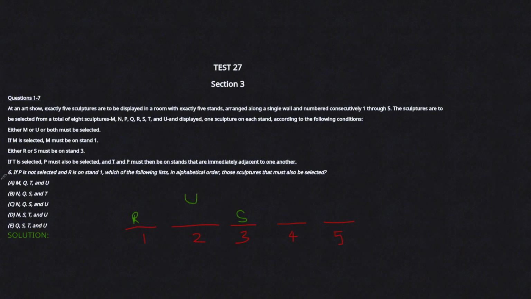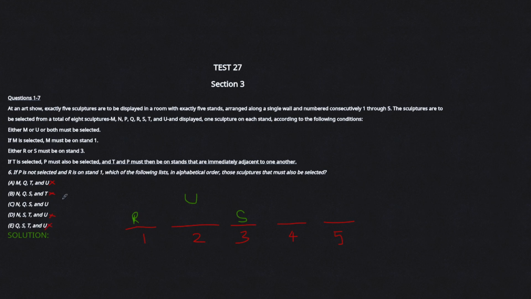Up to you. And now, this is where I love going to the options to test out the waters. So let's just see. It says M, Q, T, and U. We have already established that T cannot be one of the sculptures that are selected because P is not selected, so T cannot be selected either. So this one is crossed out. Again, this one also has T, so crossed out. Number D also has a T, cross out. Number E also has a T.